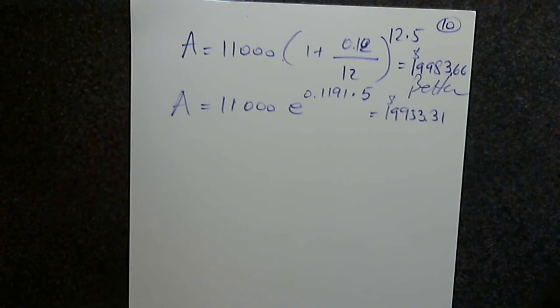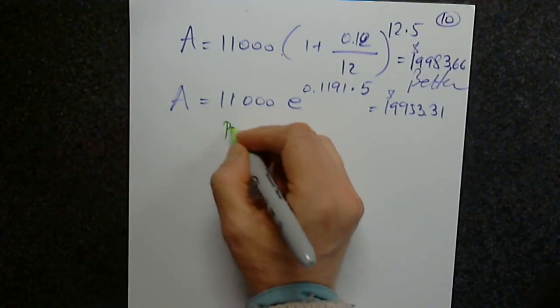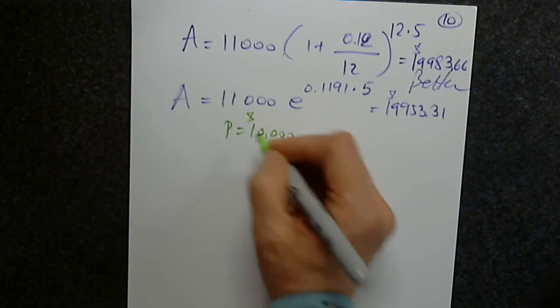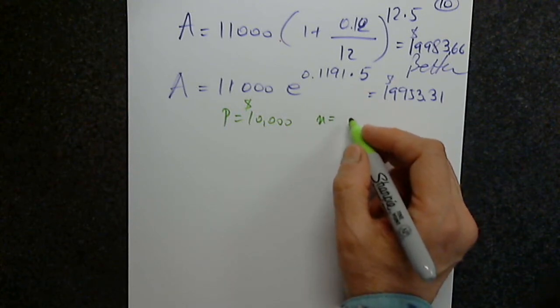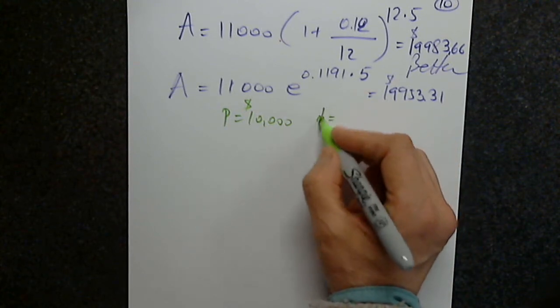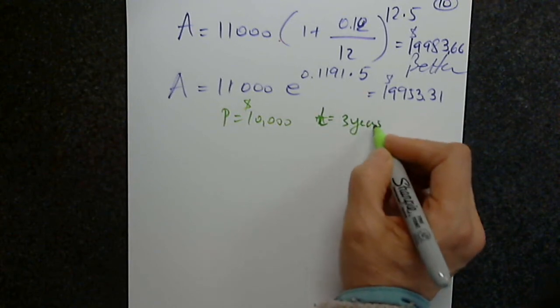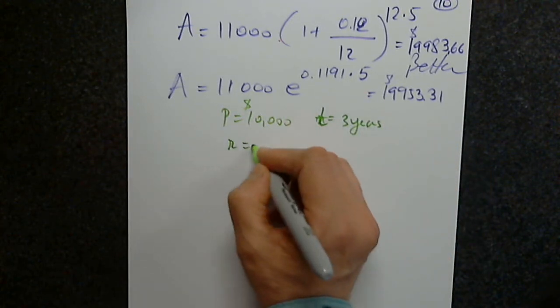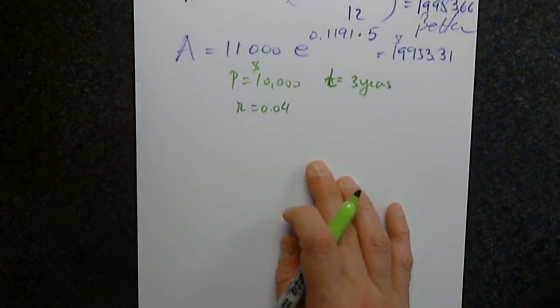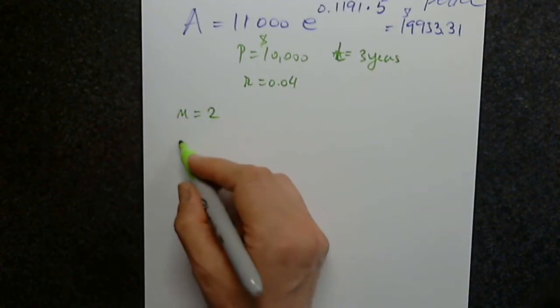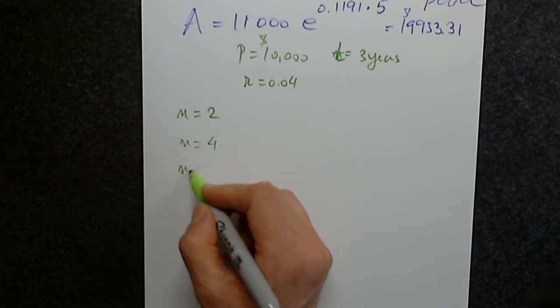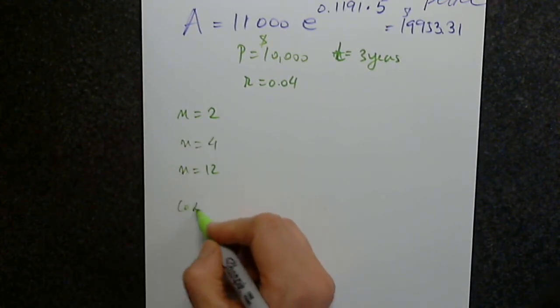Okay. So let's look at 4. In 4, we are given the same thing, but this time the investment or the principal is 10,000. We are looking at R equals 4%, T equals 3 years. Interest rate R is 0.04. Remember, we cannot use percent. And we are told n equals 2, n equals 4 quarterly, n equals 12, and the last one is continuously.